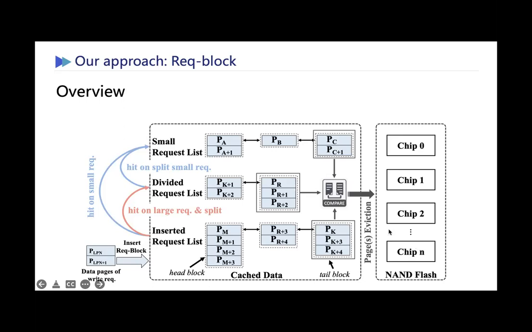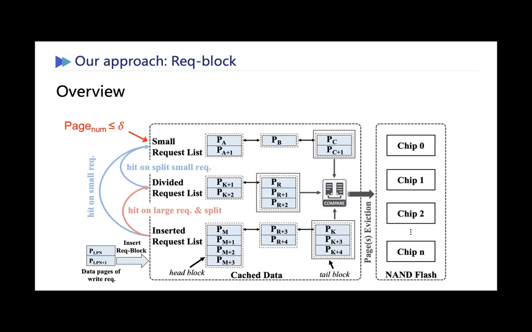As shown in the figure, when a write request arrives, we build a request block by grouping its data pages and initially insert it to the head of the inserted request list. Then, IQ block supports upgrading the cached request blocks to the higher level linked lists of the small request list and the divided request list, where they or part of them are hit in the cache.